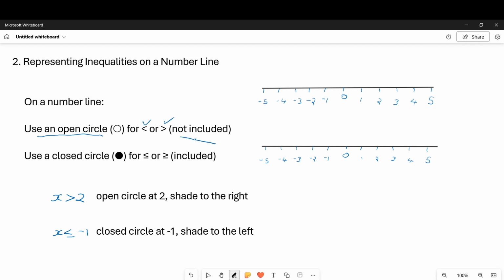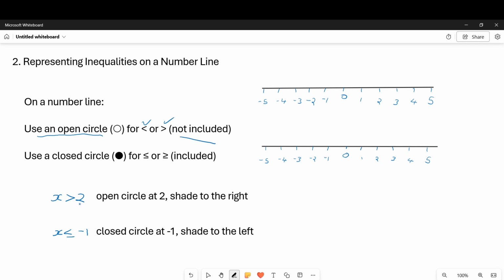Open circle is used when the value is not included. For example, here x is greater than 2. X is greater than 2 means this 2 is not included. As we discussed before, when there is only a greater than symbol, this 2 is not included.